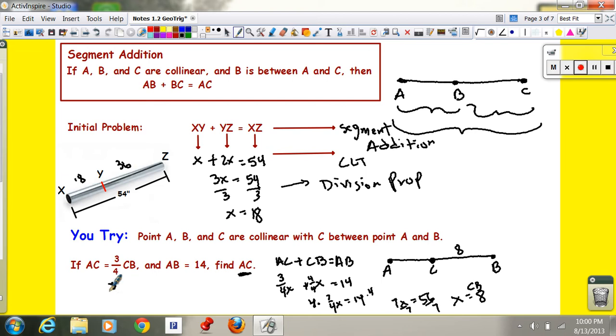AC is 3/4 times the 8. This will cross cancel a 1 into a 2, and 3 times 2 is going to give you a 6. So I took 3/4 and I put an 8 right here and multiplied across, or cross canceled, and I got 6. So this piece is 6 right here.